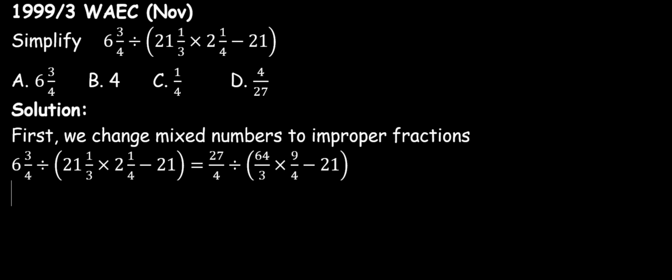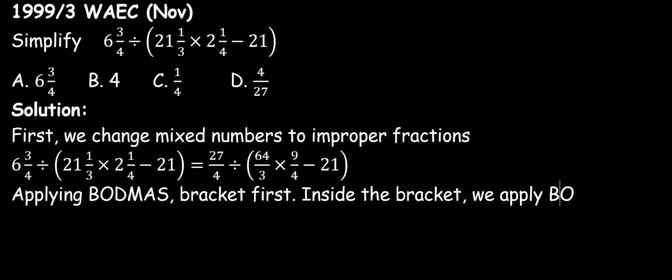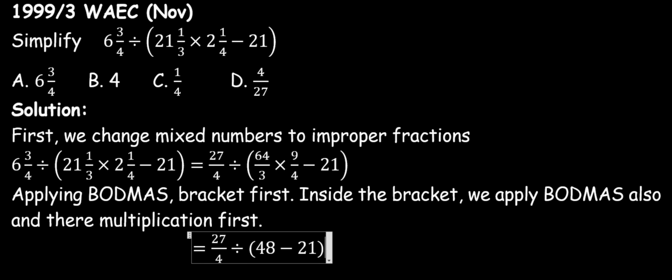Having achieved this, next we apply BODMAS rule, which says bracket first. Inside the bracket, we apply BODMAS also, multiplication first. Our result will be equals to 27 over 4 divided by, bracket open, 48 minus 21.